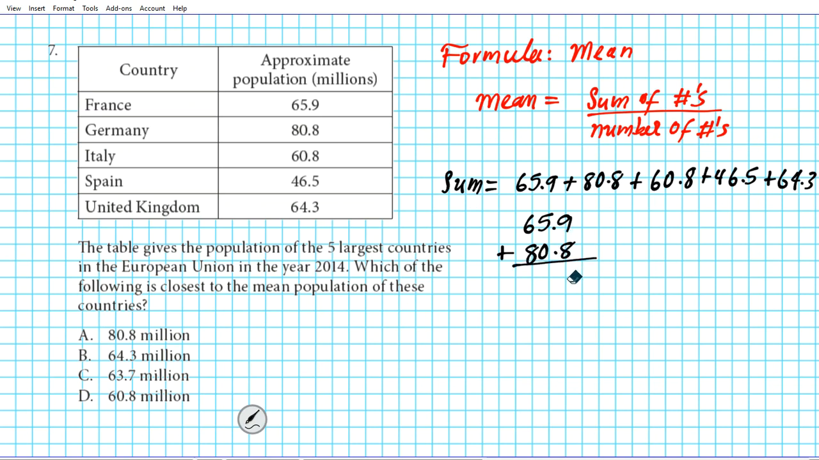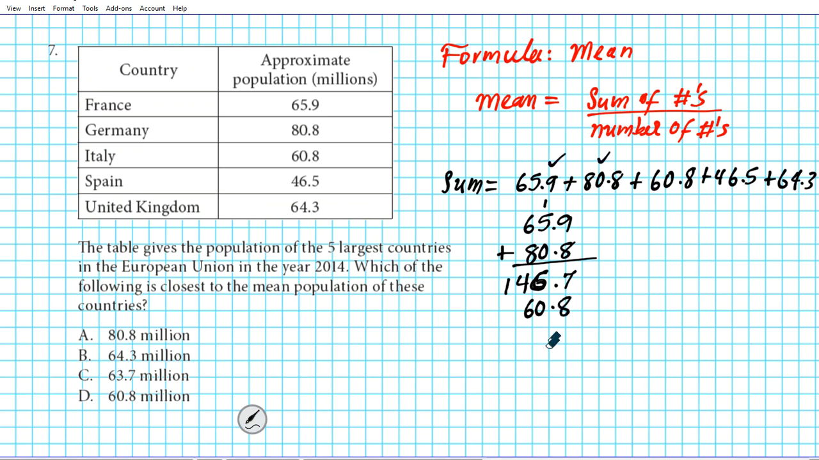9 plus 8 is 17. 7, carry 1. 1 plus 5 is 6. 6 plus 8 is 14. Alright, and then we add 60.8. We're done adding these two. We're now going to add the third one, 60.8.